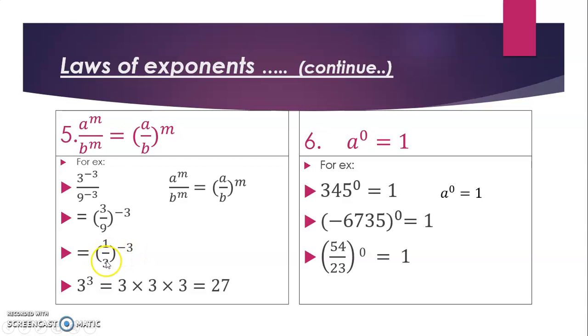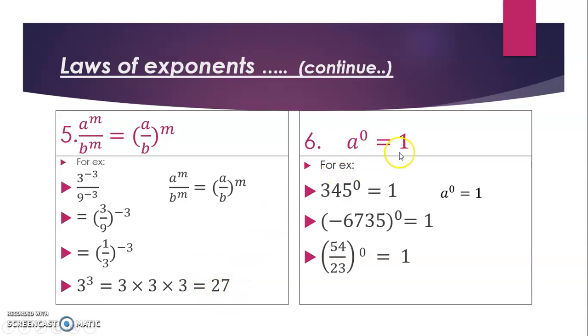So you can take the reciprocal of 1 by 3, which will become 3, and this negative sign will not be there. It will become positive. So 3 raised to the power 3. Again you know that when 3 has the exponent as 3, that means it has to be multiplied 3 times with itself. 3 multiplied by 3 multiplied by 3 will give you 27 as the answer.